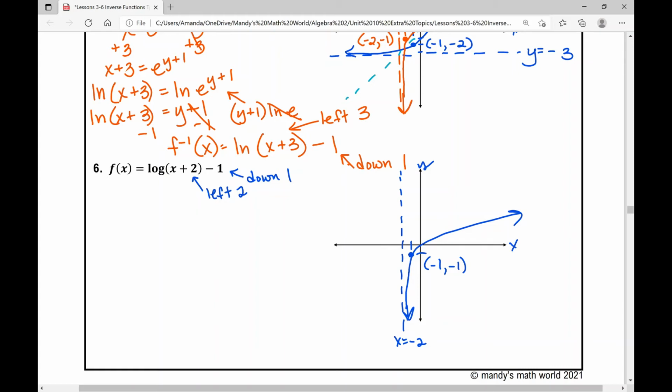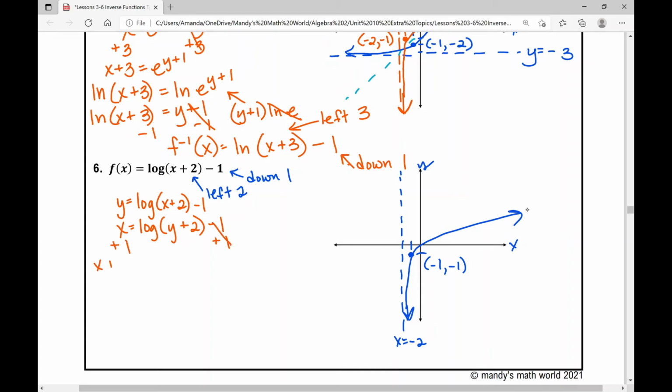So what are my steps? I'm going to replace f of x with y. Y equals the log of x plus 2 minus 1. Then I switch my x and my y. So x equals the log of y plus 2 minus 1. And I want to get the logarithmic portion, the log term, all by itself on one side of the equal sign. So I'm going to add 1 to both sides.